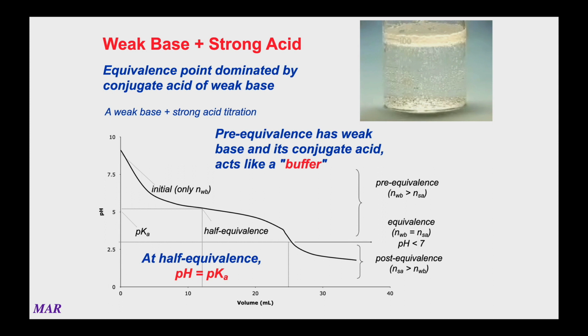change occurs. At the half equivalence point, pH equals pKa, which is kind of weird maybe considering it's a base, but remember that pKa plus pKb equals 14. You can solve for pKb and then Kb from there. So there's a lot of neat things you can do.